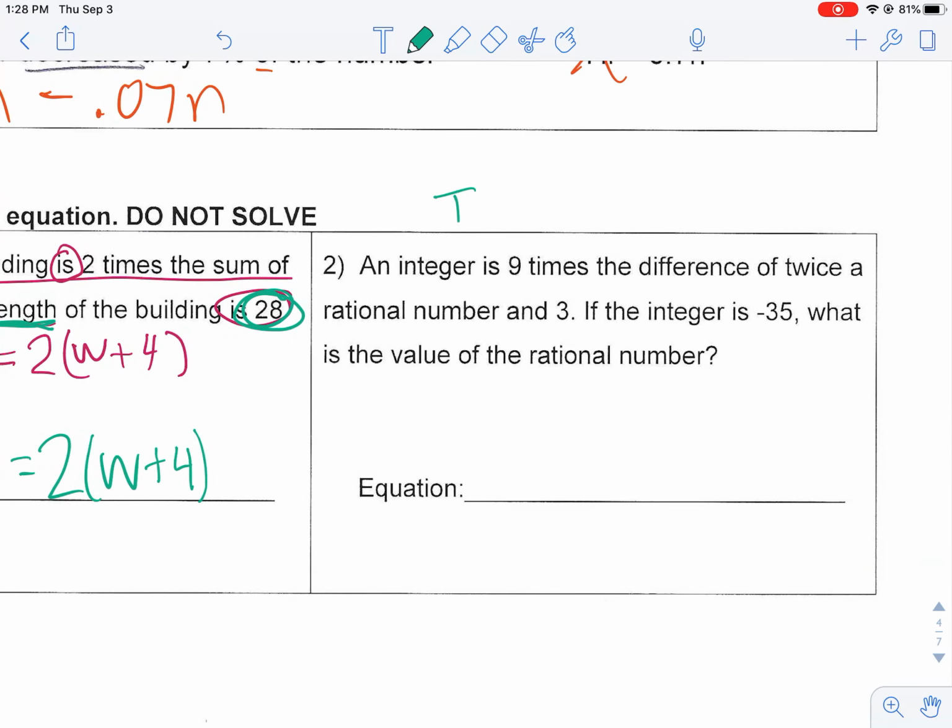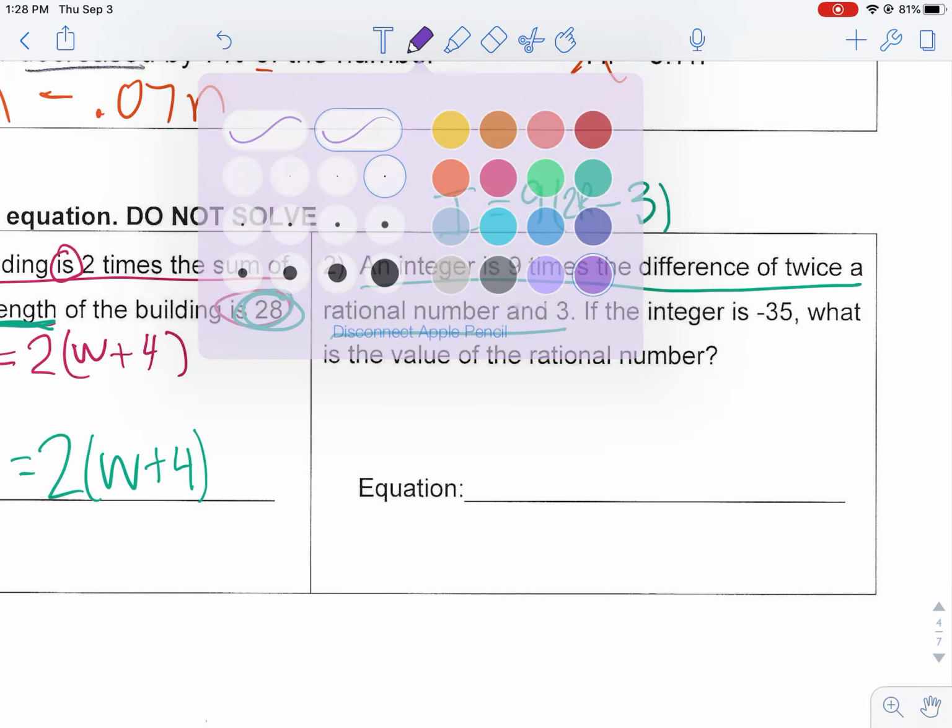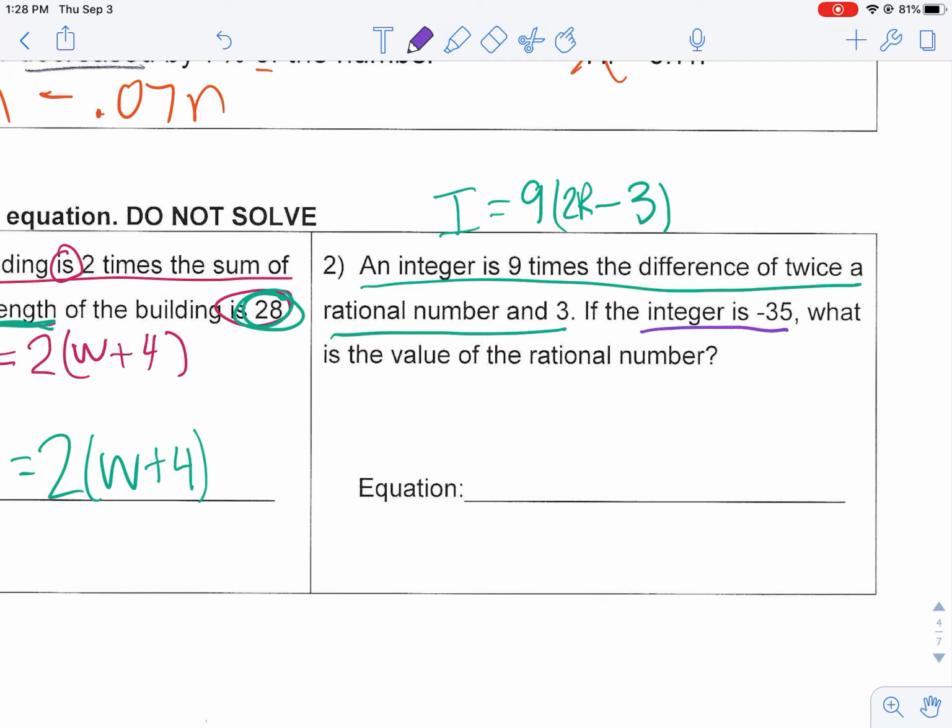Number 2, an integer is means equals, and again, I'm taking that first sentence and writing it out, 9 times the difference of, so we're about to subtract two things, twice a rational. Twice a rational would be 2 times the rational, and then the other difference is 3. So I have my first sentence there. Then they tell me the integer is negative 35. So instead of the letter I, I'm going to replace it with what I equals. And we're good on that problem.